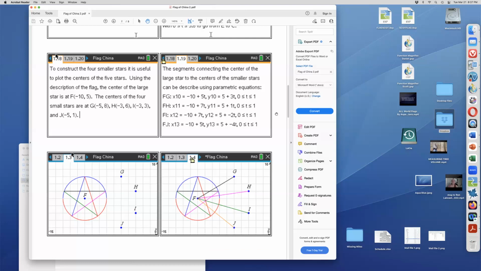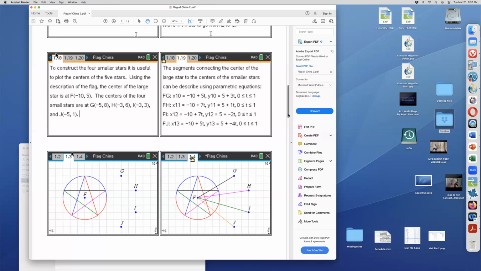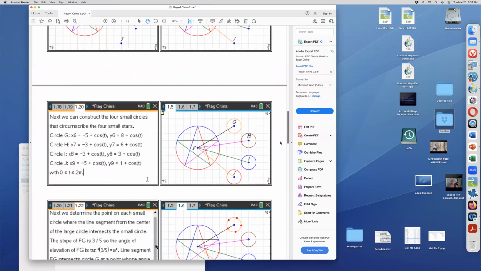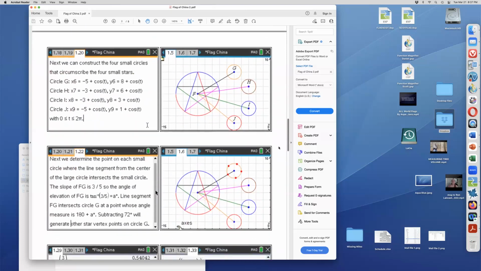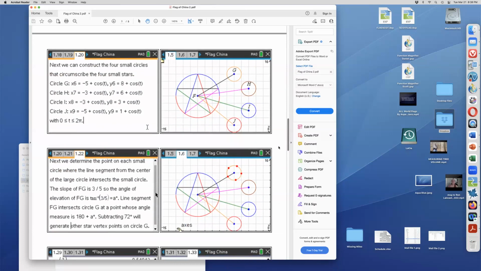Okay, Ron, you can go down to the next 2 slides. Right, so that's good. Okay, so here, once we have the centers of the 4 circles, then we're going to go ahead and draw the circles themselves. And this time I'm using parametric equations to draw the circles.